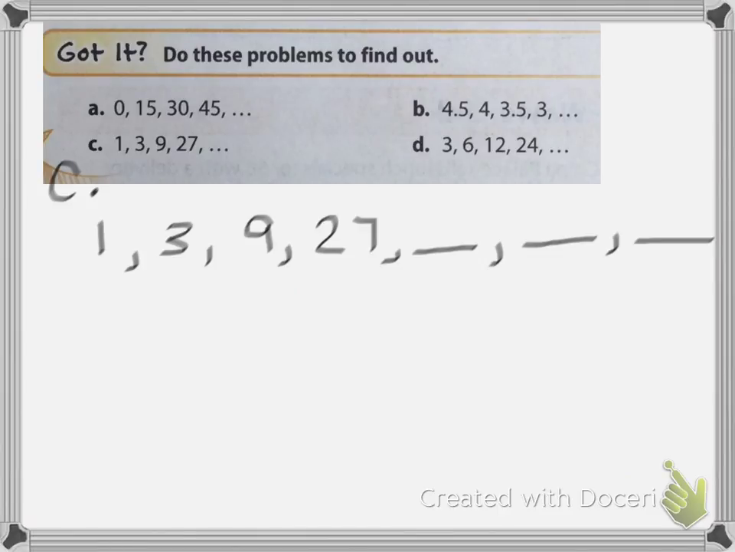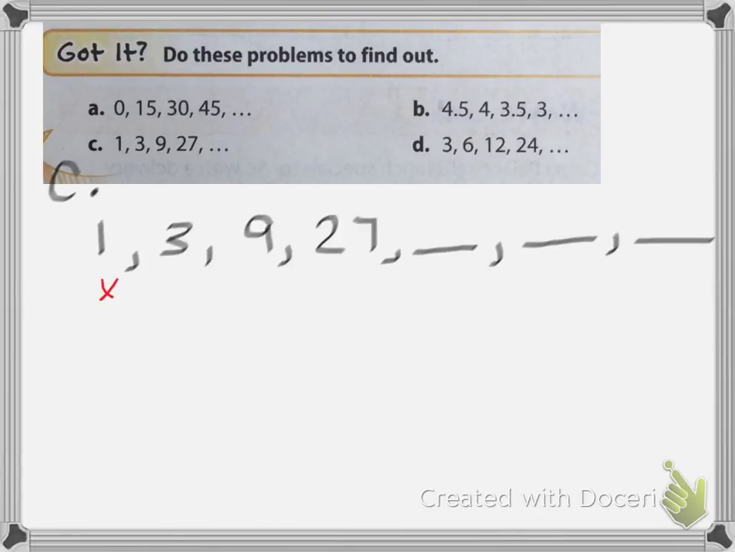All right, now we're looking at C. We have 1, 3, 9, and 27. Hopefully right away you notice that this is a geometric sequence, but if you didn't, the way that you determine that is you have to ask yourself, okay, to get from 1 to 3, I could add 2, or I could multiply by 3. Well, let's see what we have between 3 and 9. So if I add 2 to 3, I get 5. And since 9 is the next number in my sequence, I know that this is not an arithmetic sequence. This has to be a geometric sequence.